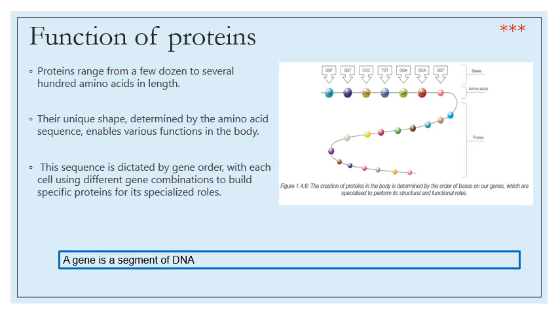The sequence is dictated by a gene order, which is used by cells to build specific proteins for specific specialized roles. So if you are in Year 12 biology, you'll understand about the process of creating proteins through translation, and the ability to fold into different proteins for different functions. Don't forget that a gene is a large segment of DNA, and that DNA dictates which of these amino acids will be placed where, and how that protein will fold, and how that protein will function.